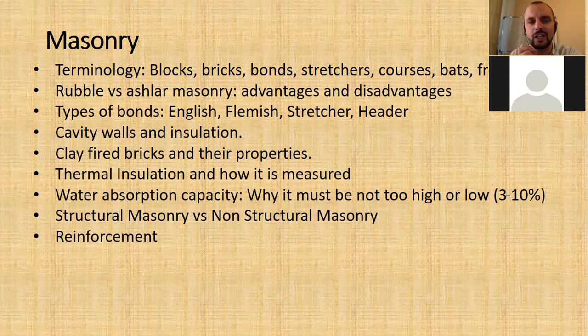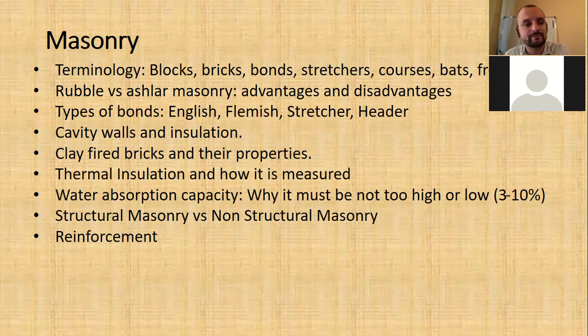We then talked a little bit about how you bond or keep the masonry blocks together: English, Flemish bonds, stretcher bonds, header bonds. We talked about double bonds, where basically you've got a wall that is twice as thick. We did a tiny bit on cavity walls and insulation.